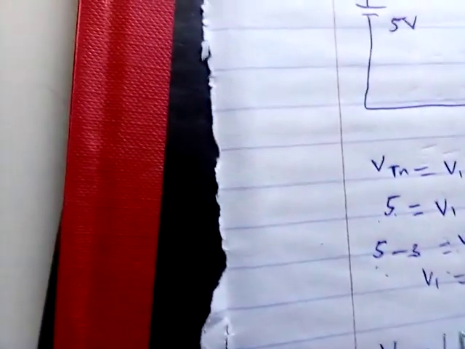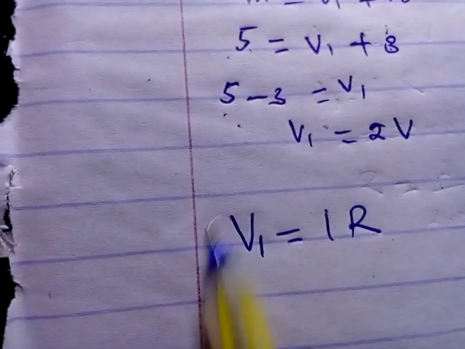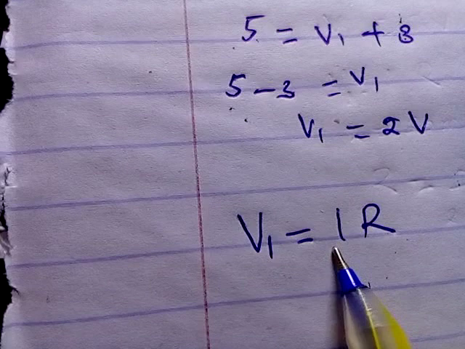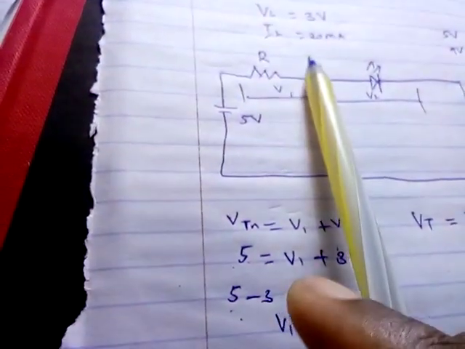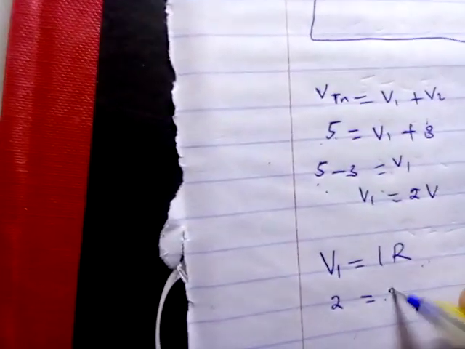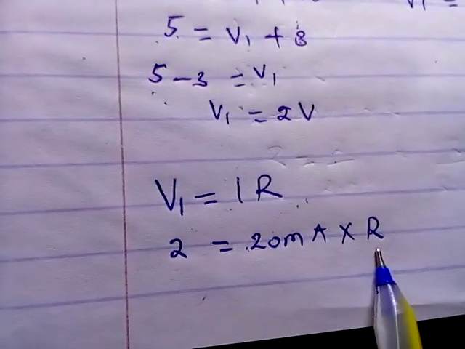Having known that V1 will be equal to IR, we just apply Ohm's law. So we now concentrate on the value of the resistor. V1 is equal to IR, so current times resistance. We know V1 is 2 volts, which we have calculated here. We don't know the current, but we will use the current of the LED, 20 milliamps. So V1 is equal to the current, 20 milliamps, times the resistance, which is unknown.